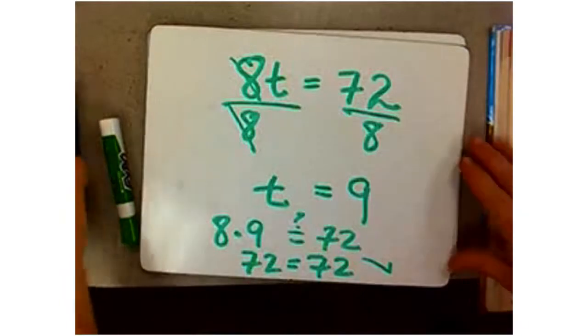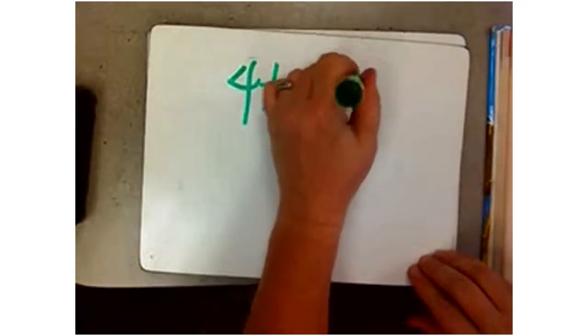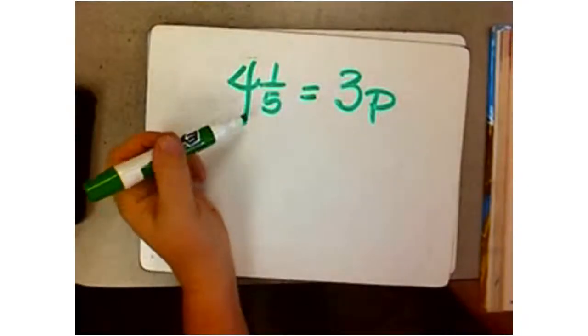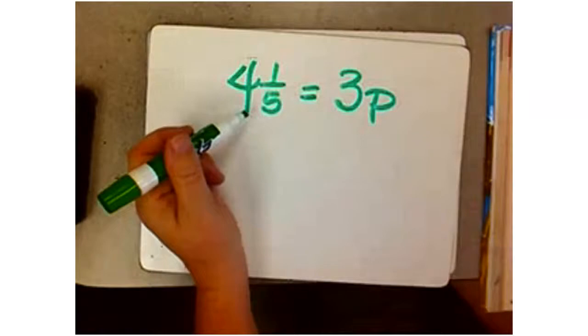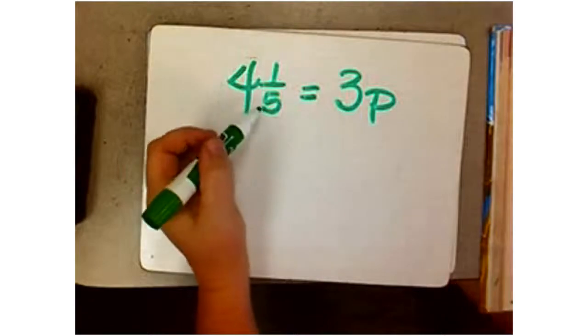All right, maybe let's do one more. Let's do a mixed number again. I'll jump all the way down to number 20. All right, number 20 says 4 1/5 equals 3p. So because we have a mixed number, you want to change it to an improper to work with it. Don't try to work with it as a mixed number. We don't like those in algebra until the very end. So change this to an improper.